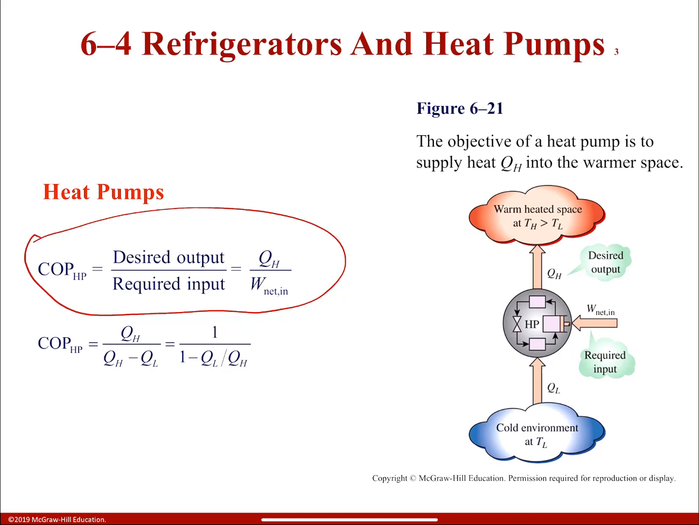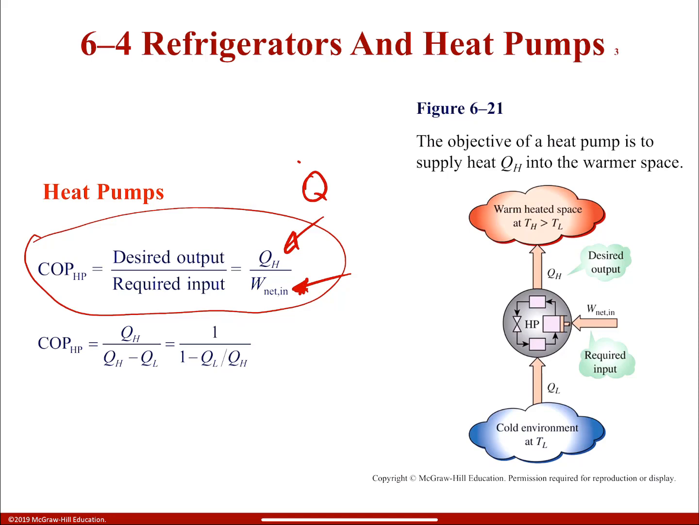So it's a desired output versus the required input. So what do you need to the heat pump? You need to bring some heat in order to increase your temperature, right? And for that heat to be delivered, you need some work into your system. That's how you calculate the efficiency of that one. So it's a desired output over the required input.